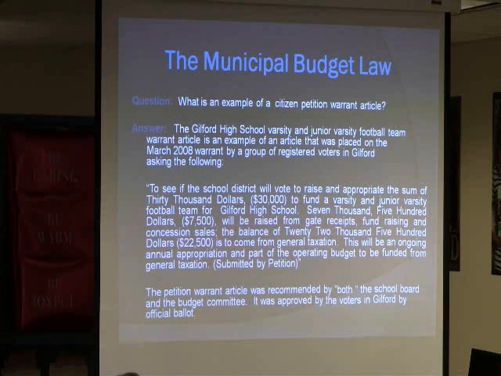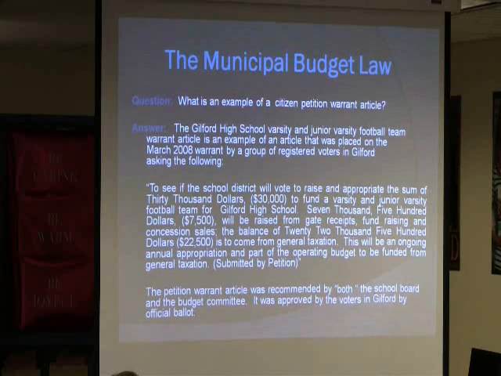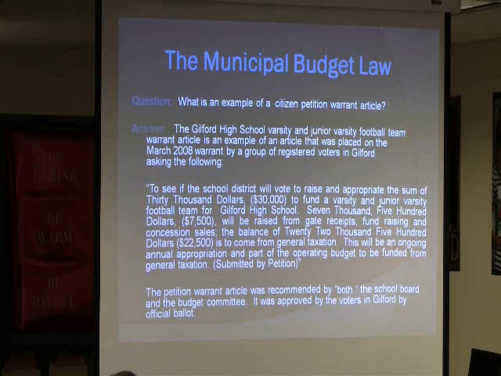What's an example of a petition warrant article? An example that I'd like to bring forward today is the Guilford High School varsity and junior varsity football team warrant article, an article that was placed on the March 2008 warrant by a group of registered voters in Guilford asking for the following. Basically, it was a petition warrant article where a group of registered voters came forward and said, we'd like to raise and appropriate $30,000 for the establishment of a varsity and junior varsity football program at Guilford High School.